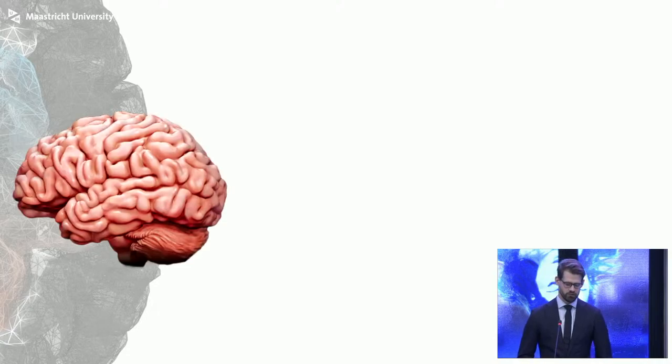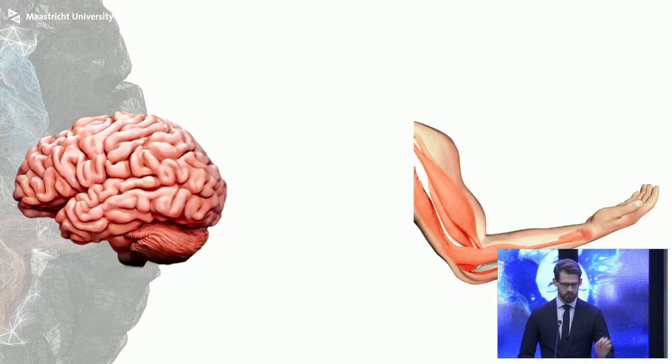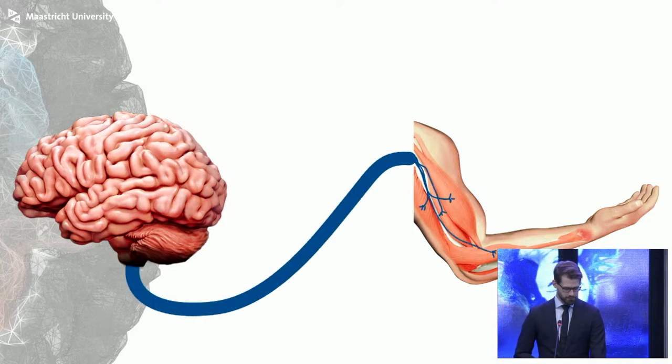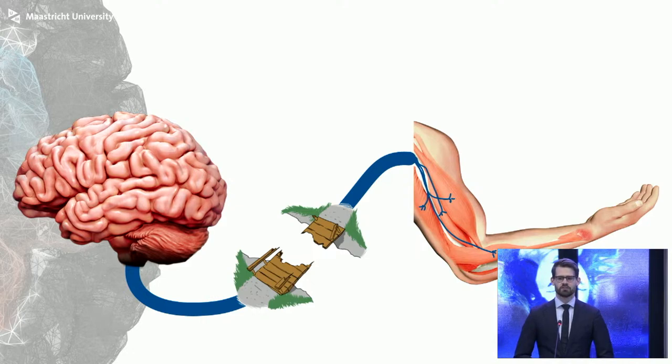Movement starts in the brain, where an idea or an intention has to be translated into some kind of muscle movement, for example, arm movement. This intention is transferred from the brain through electrical signals through the nerves to the muscles. The muscles then contract, and then you get a movement. Now, for people with ALS or spinal cord injury, the bridge between the brain and that movement is broken.